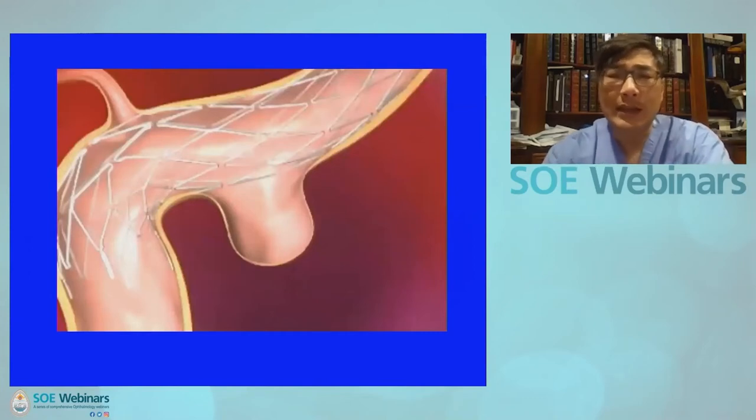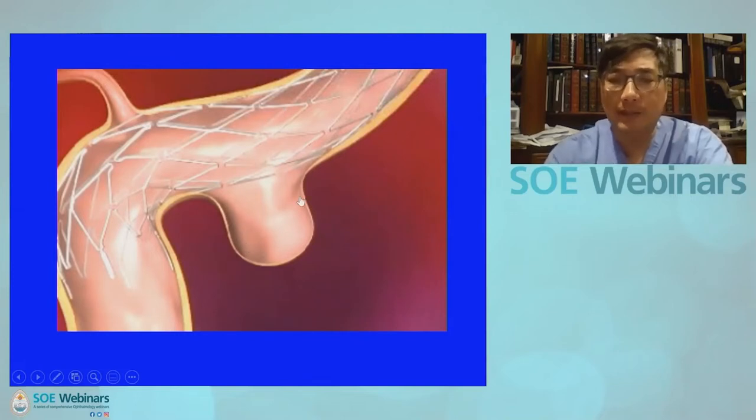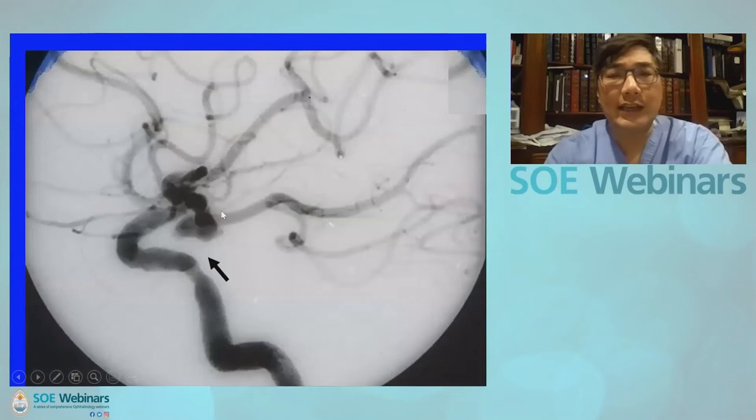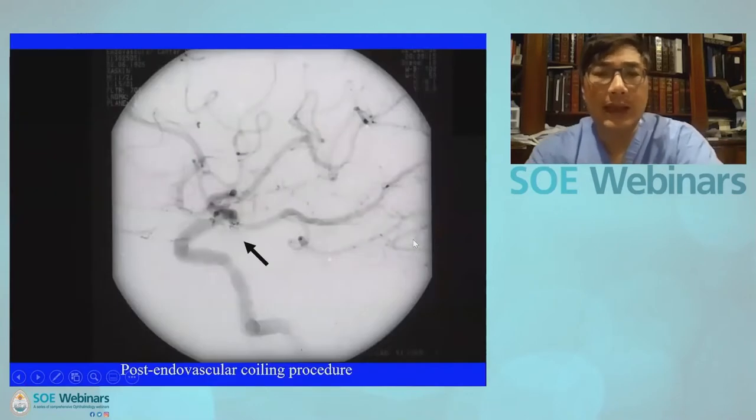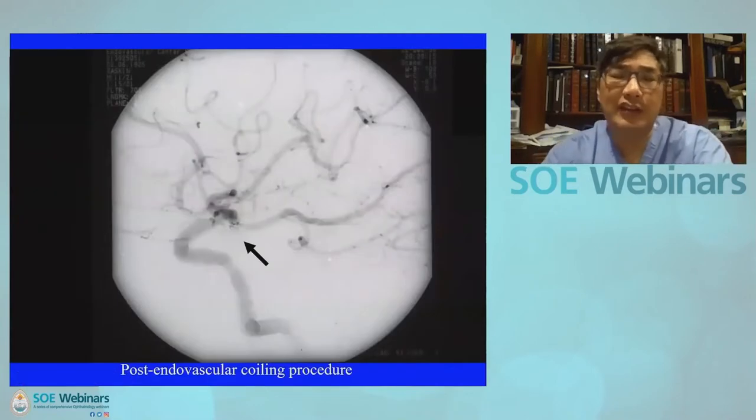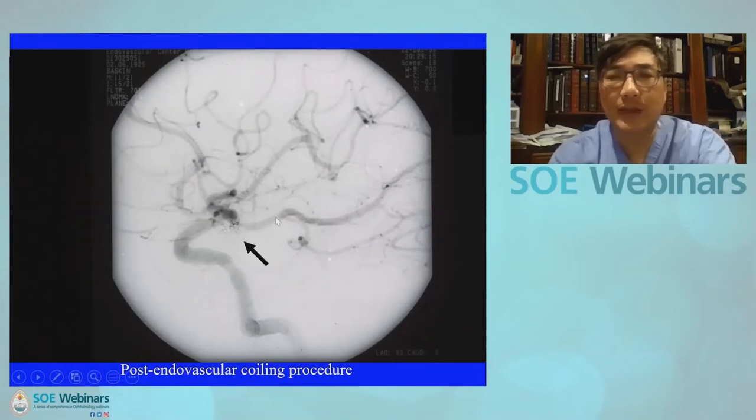So here's the aneurysm causing this third nerve palsy and a diagram showing a stent-assisted coil is gonna be placed here. And you can see here this peanut right here. That peanut is the aneurysm of the posterior communicating artery. And this is post-endovascular coiling. And you can see we have a complete obliteration of that aneurysm. And that's a cure. Have a nice life.